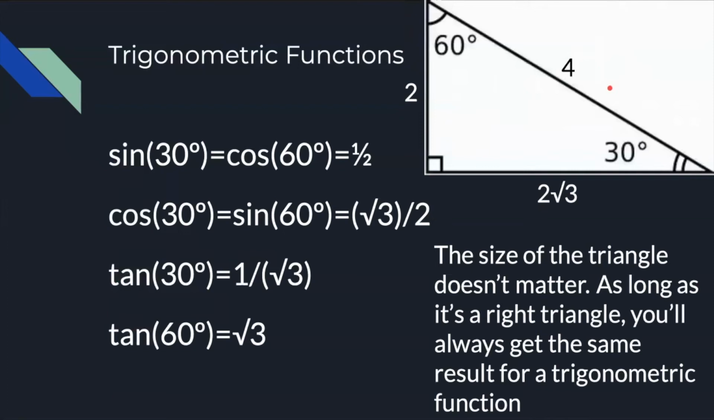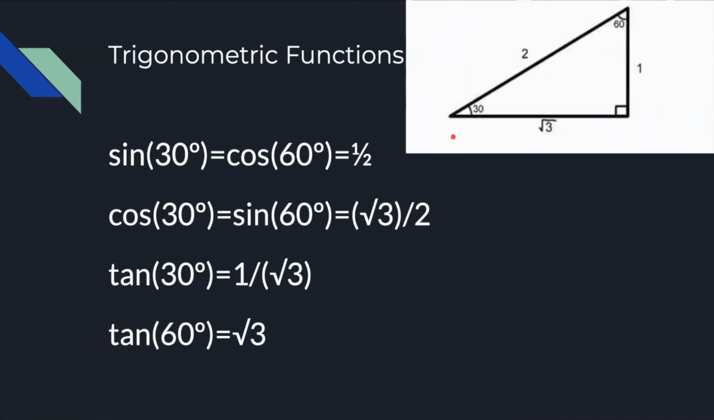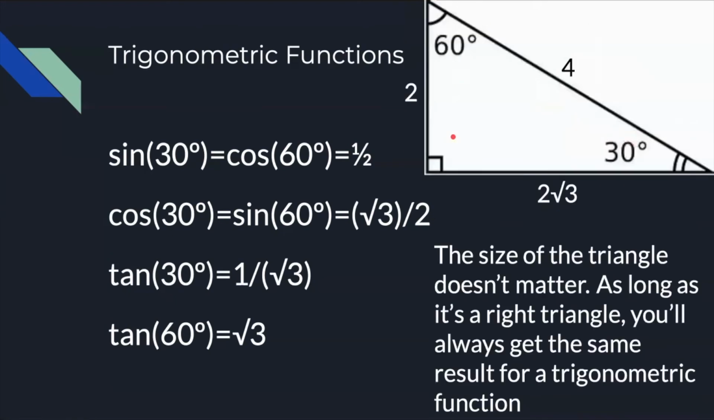And it doesn't matter the size of the triangle. As long as it's a right triangle, you'll always get the same result for trigonometric functions. So in this triangle right over here, we still have 30 degrees, 60 degrees, and 90 degrees, but the side lengths have changed. But the values for all of the trigonometric functions have not changed, because you can see that sine of 30 degrees is equal to 2 over 4, which is just 1/2. And that's what we determined for the last slide. So it doesn't matter what the size of the triangle is, you'll always get the same result for a trigonometric function.